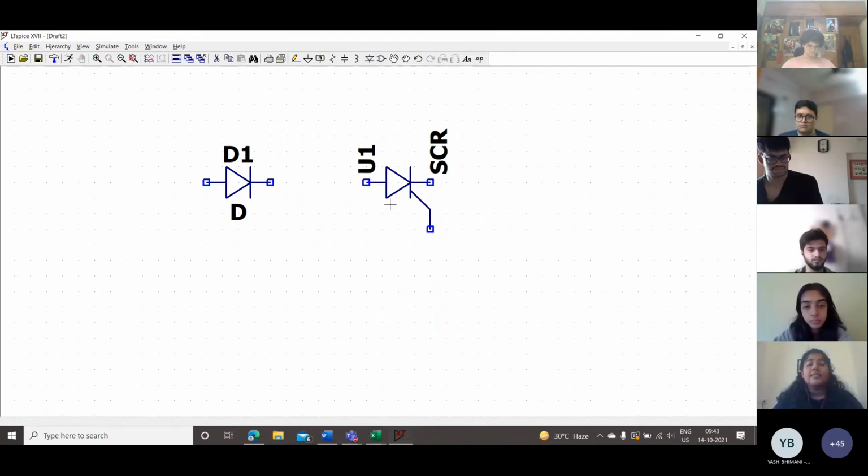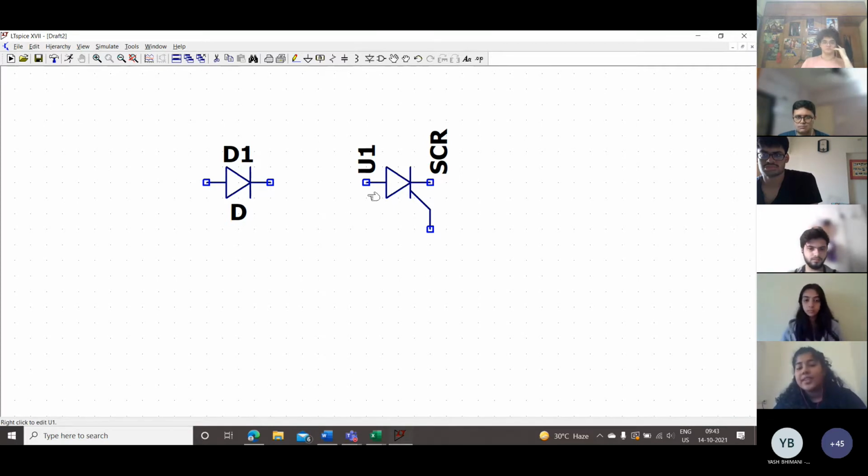And you can see that the SCR and the diode are nearly identical in appearance. This is because an SCR is a form of diode. So, an SCR, just like a diode, has an anode, it has a cathode, and then it has an extra terminal called the gate. And the gate is what we use to control the switching of this SCR. So, first of all, if you apply a positive voltage at the anode and a negative cathode, it is again the forward mode of operation.